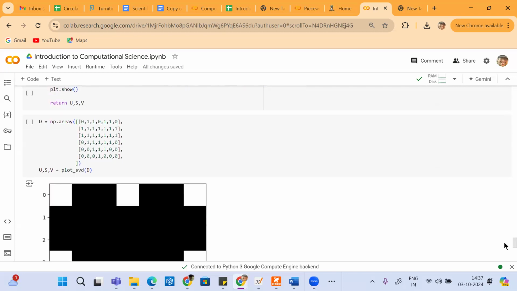Yes. So see, this is a matrix D. And this matrix is covered only with zeros and ones. You can see that the places where 1 is there are denoted by black color, and where it is 0 it is denoted by white color.